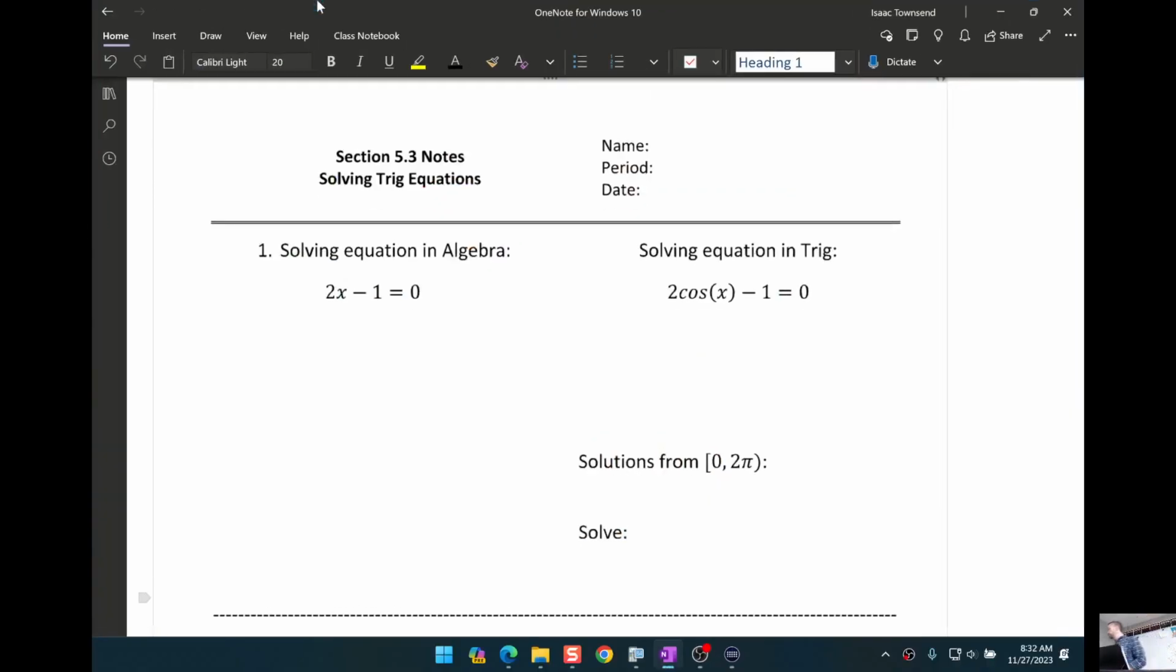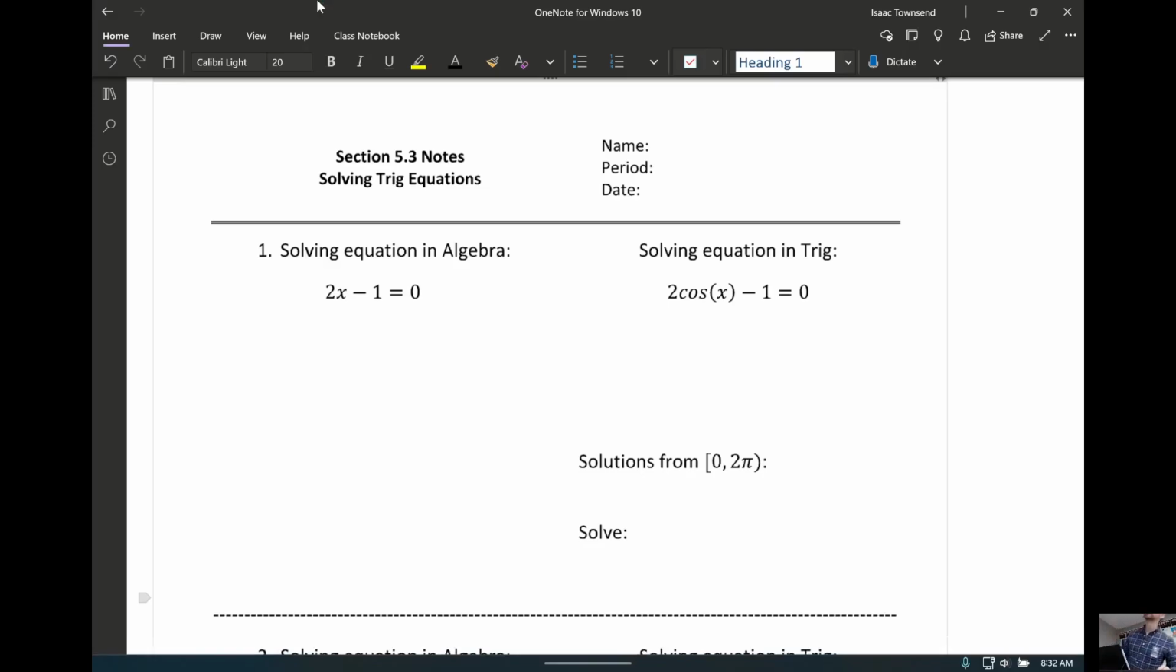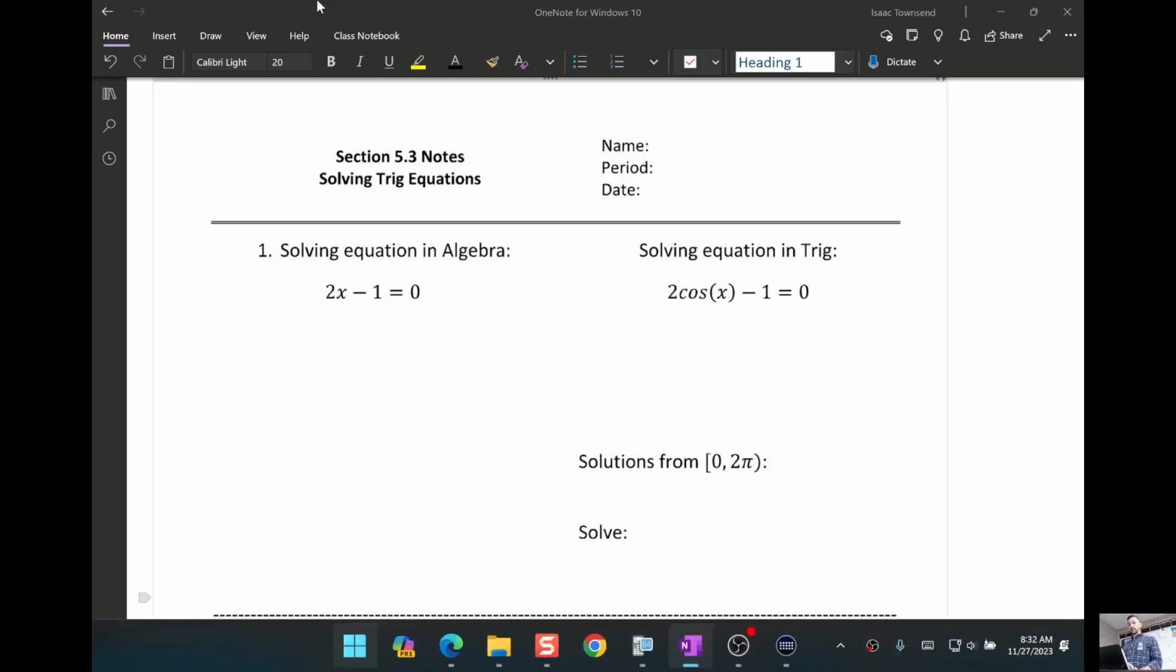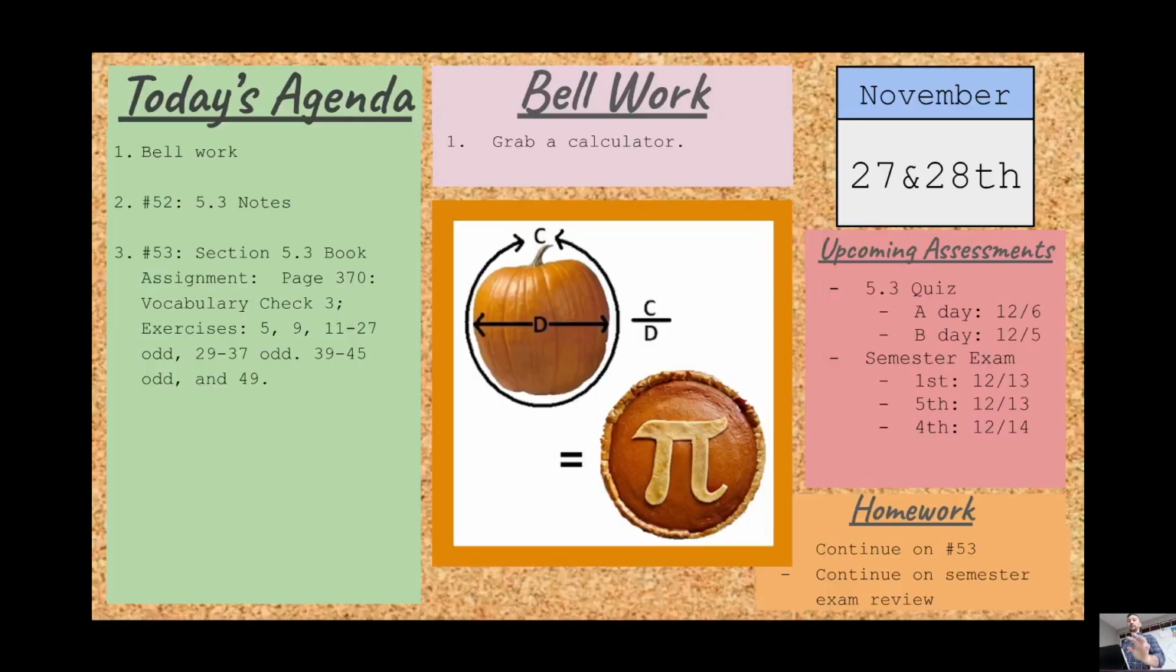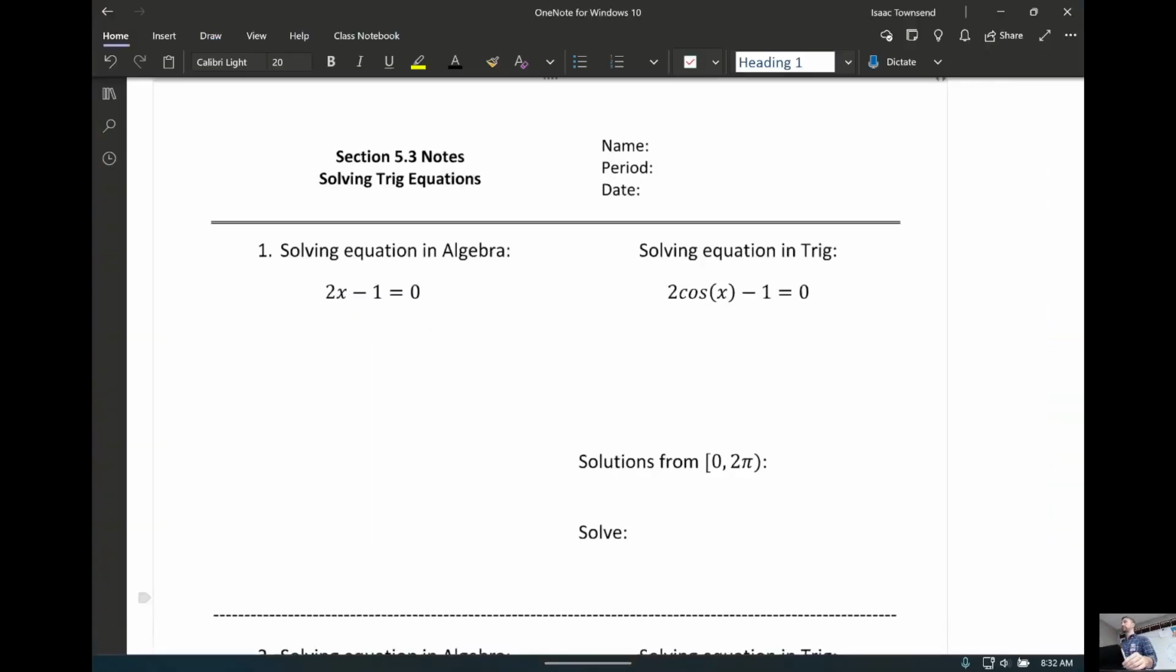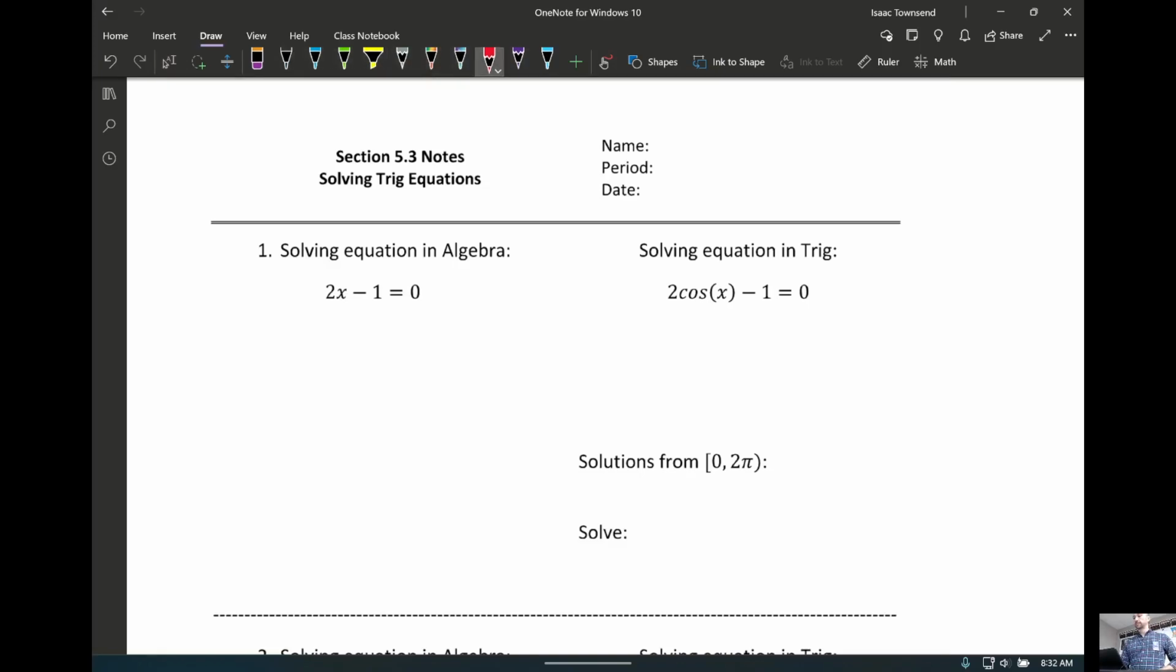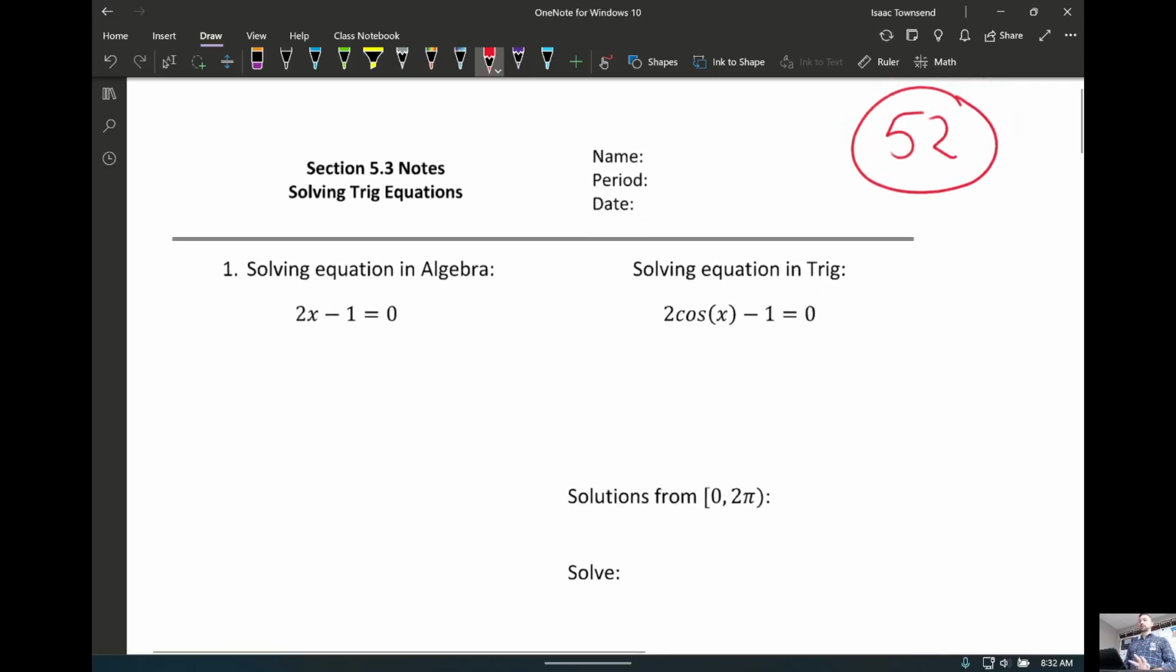Okay, so section 5.3, if you take a look at the notes and number these off as number 52. This section is all about solving equations, specifically solving trigonometric equations. So solving equations that have a cosine in them, or secant in them, or a tangent in them, something like that.